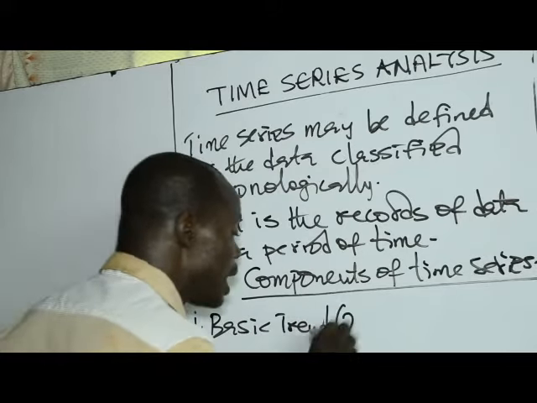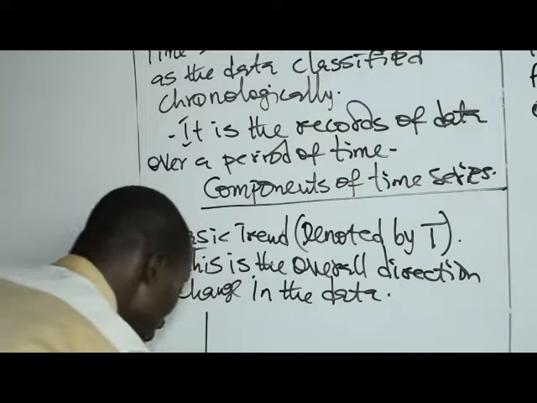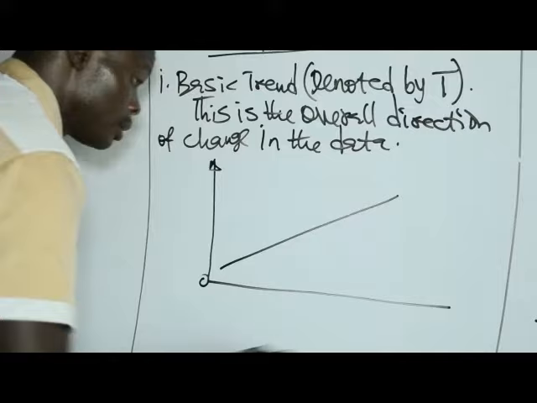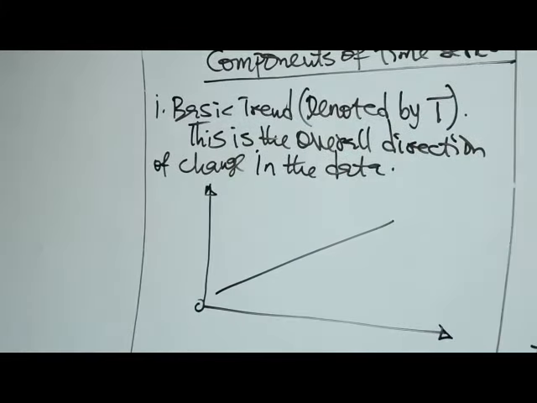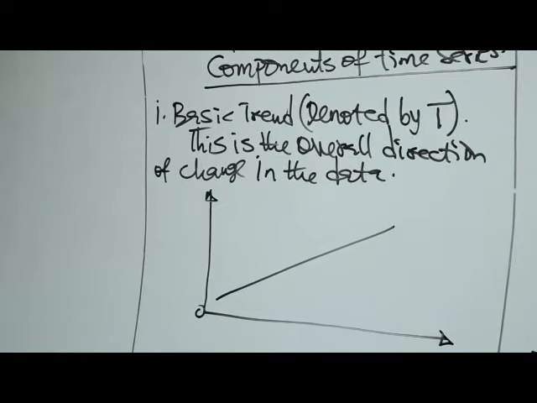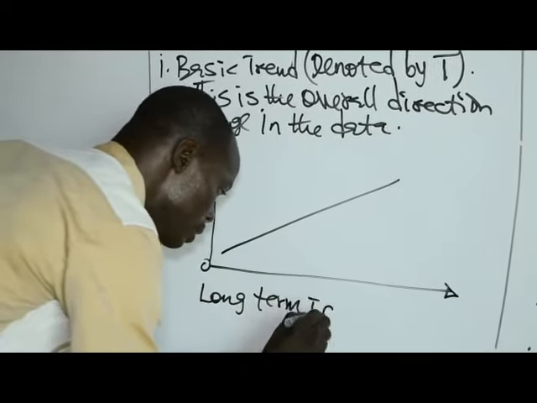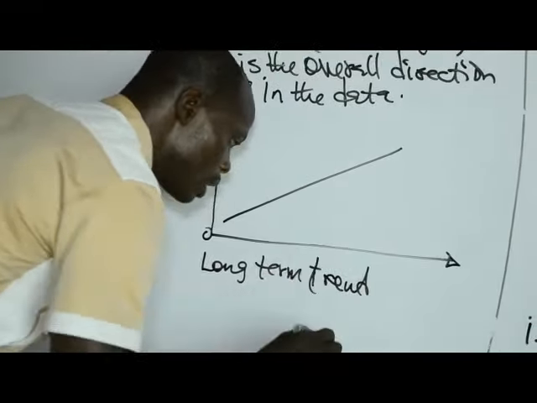On the time series graph, this is the trend. Long-term trend, letter T. And this is the y-axis. So this is an example of the trend. This is how the trend looks on a time series.